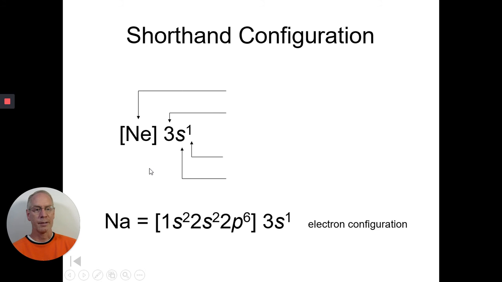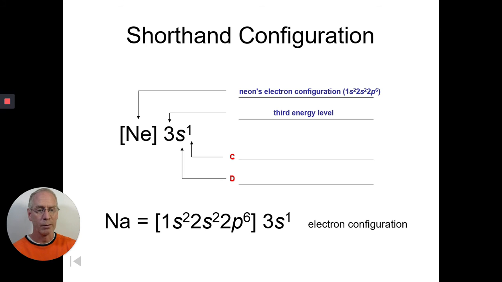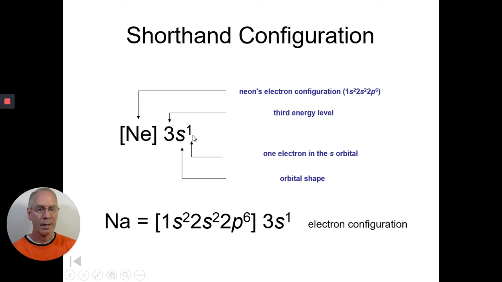So looking at this, when we fill all this stuff in, the first thing, the letter A there, represents neon's electron configuration, the 1s2, 2s2, 2p6. So you never have to write a noble gas's electron configuration. Then the 3 here represents that the outermost electrons go in the third energy level. And it must be an s orbital, and there is 1 electron in that orbital. So that's shorthand.